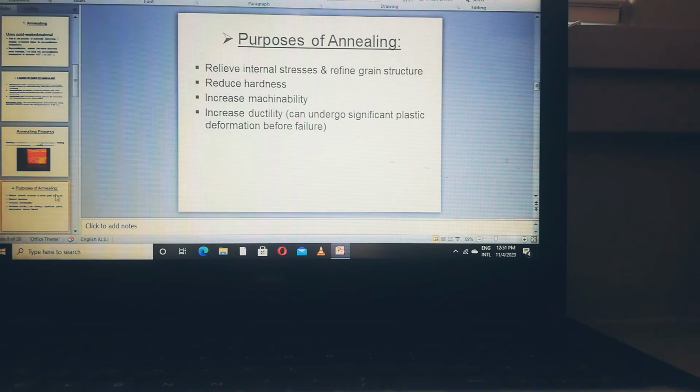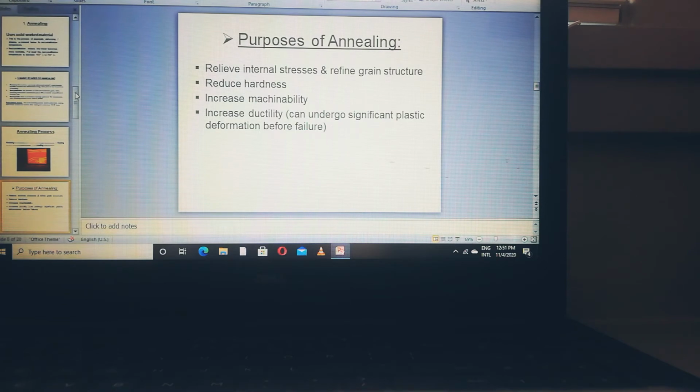We're now going to look at the purposes of annealing. Why do we anneal a material? We anneal the material to relieve the internal stresses and refine the grain structure, to reduce hardness, increase machinability, and increase the ductility of a material.